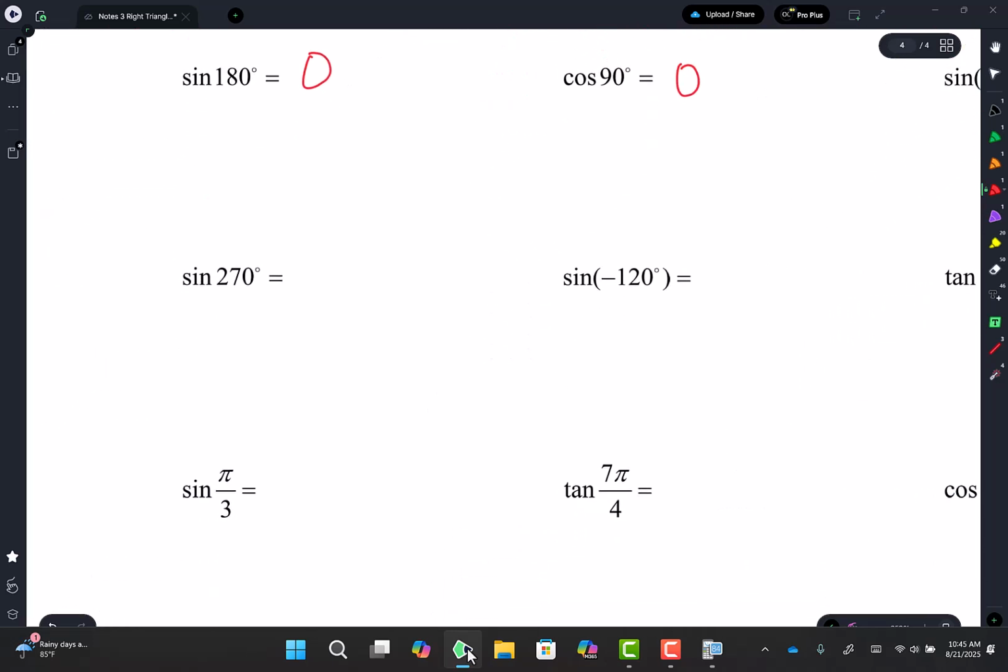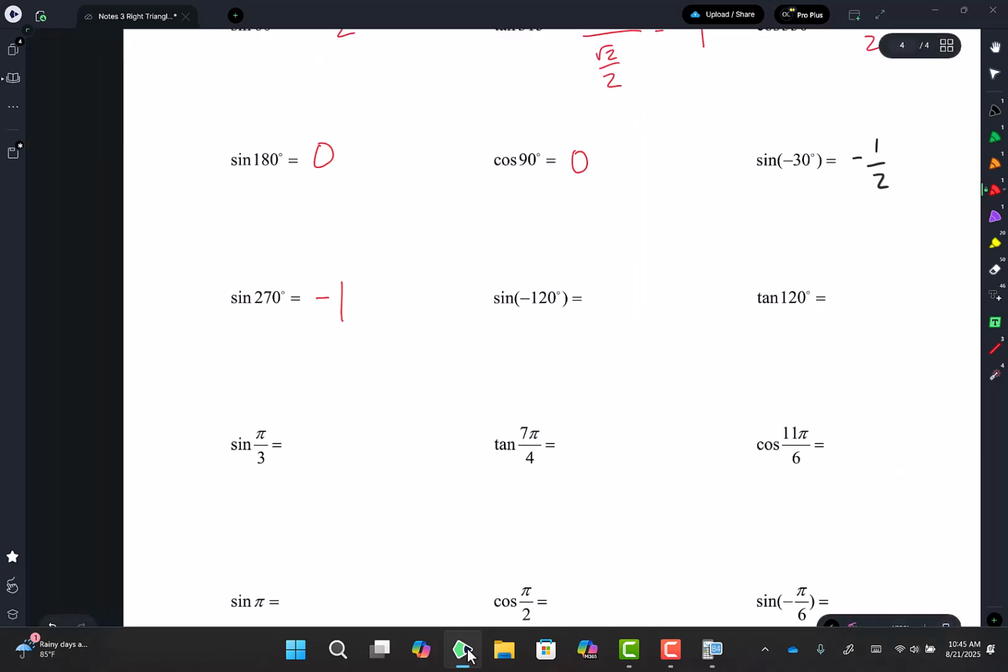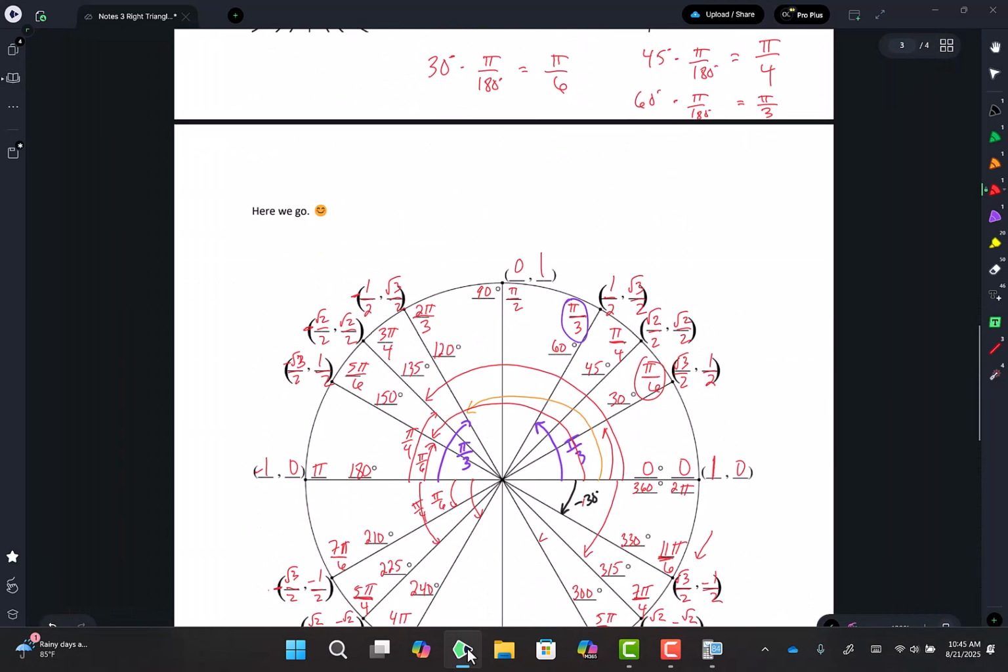Do you see what we're doing, guys? Sine of 270. Oh, you don't see what we're doing? Okay. Sine of 270. Go to 270 degrees. What's sine of 270? Negative 1. Sine of negative 120. Chubb, I don't know where that one's at. Okay. It's a rotate. Okay.